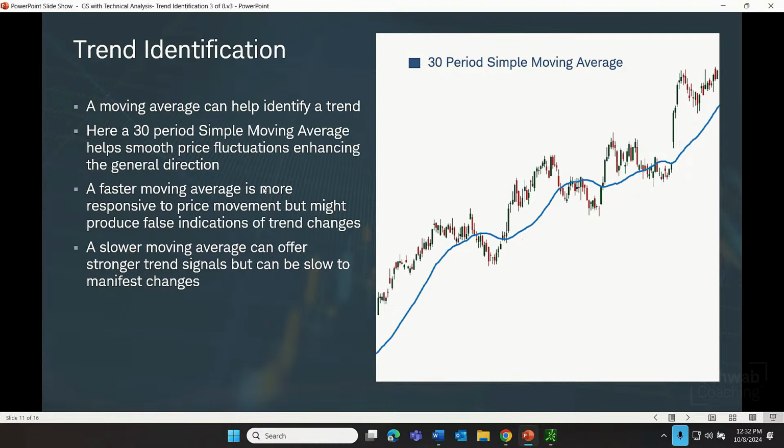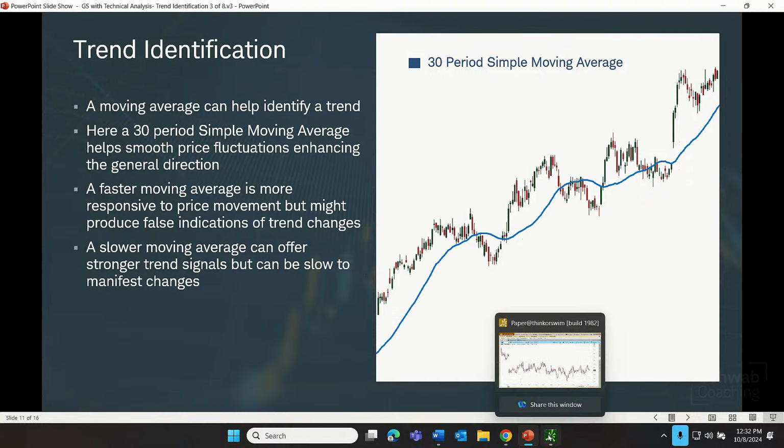Well, a faster moving average is more responsive to price movement, but it might produce false indicators of trend changes. Yeah, if something's jumping up and down, it might improve the speed of the indicator, but it might not improve the quality of the indicator. And finally, a slower moving average can offer potentially stronger trend signals, but it can be a little slower to reverse and show when a new trend has started. It might follow significantly behind that trend. So there are pros and cons to using faster and slower. Let's go put these on a chart and bring it all together.